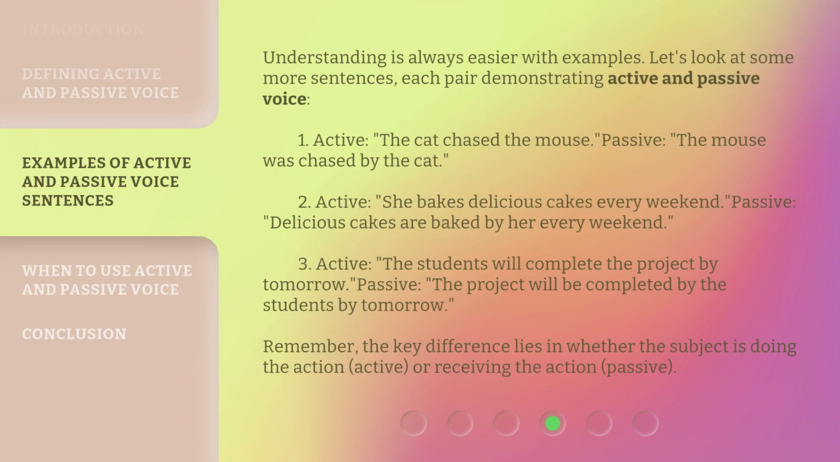Understanding is always easier with examples. Let's look at some more sentences, each pair demonstrating active and passive voice. 1. Active. The cat chased the mouse. Passive. The mouse was chased by the cat. 2. Active. She bakes delicious cakes every weekend. Passive. Delicious cakes are baked by her every weekend. 3. Active. The students will complete the project by tomorrow. Passive. The project will be completed by the students by tomorrow.